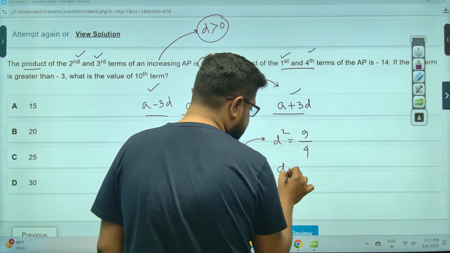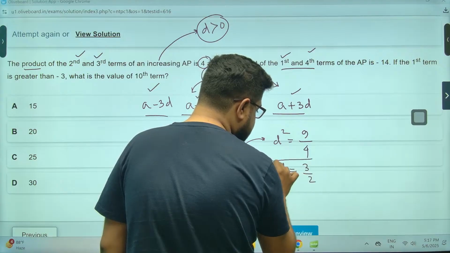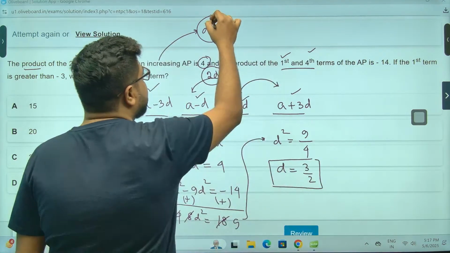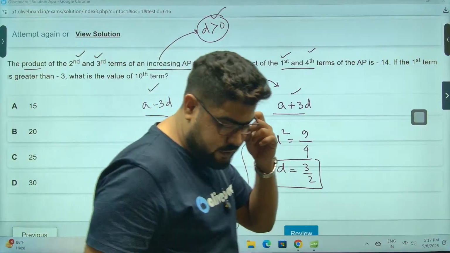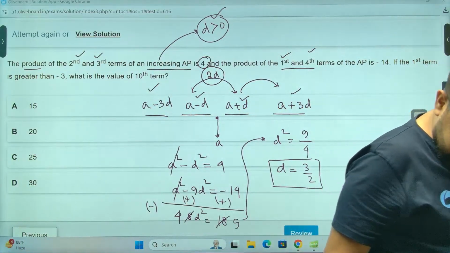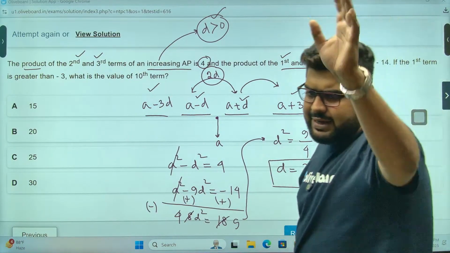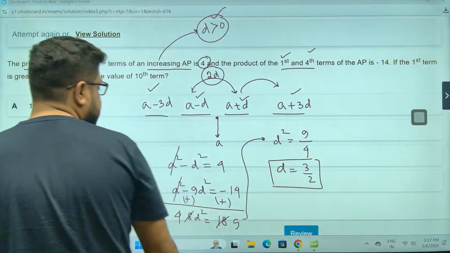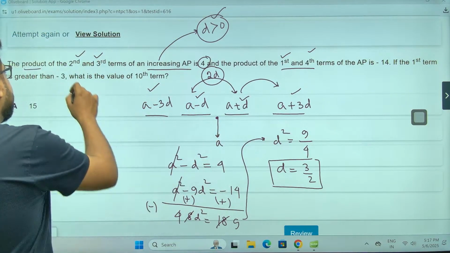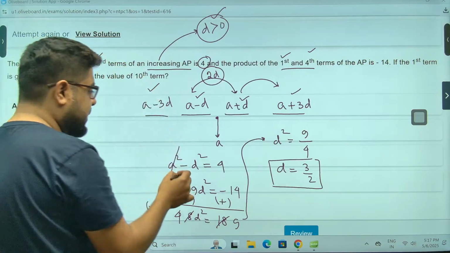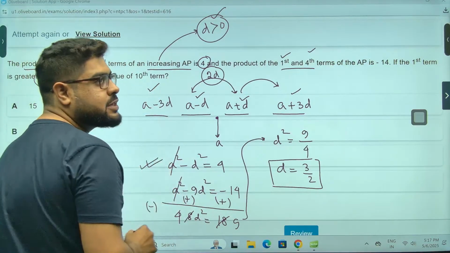So D will be 3 by 2. Now again you will say, sir, why not plus minus 3 by 2? Because we know it's an increasing AP. D must be greater than 0. Let's see, Reena, it will not be very difficult. D is 3 by 2. Now, first term is greater than minus 3. वो जाएंगे, sir. That means they are asking, figure out first term, A.